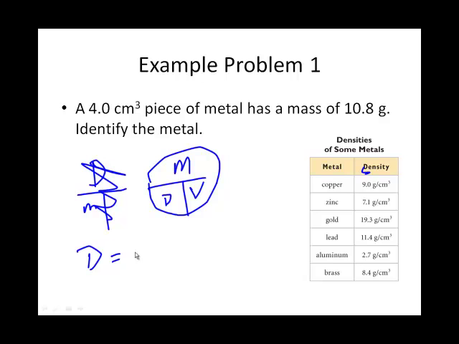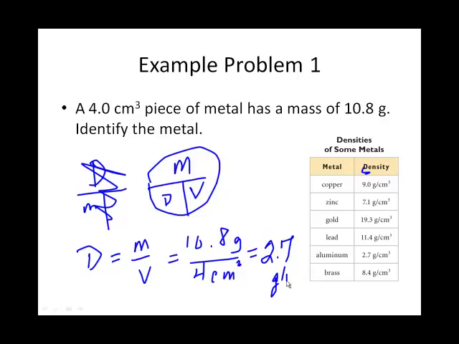So density equals mass divided by volume, and you can substitute in, so your 10.8 grams divided by the 4 cubic centimeters, and you want to put your units in because those are just as important as the numbers. So 10.8 divided by 4 ends up being 2.7, so we know this is aluminum. Remember the units, grams per cubic centimeter.